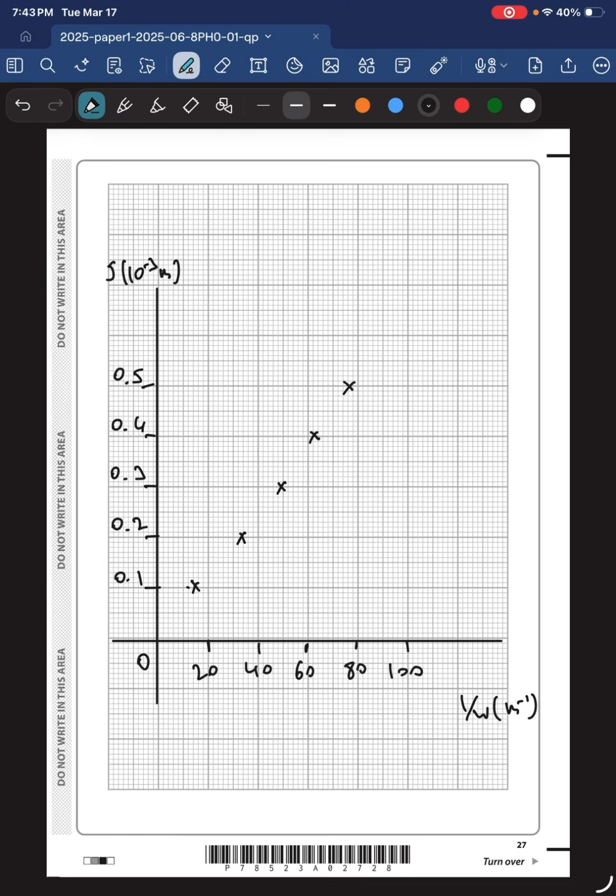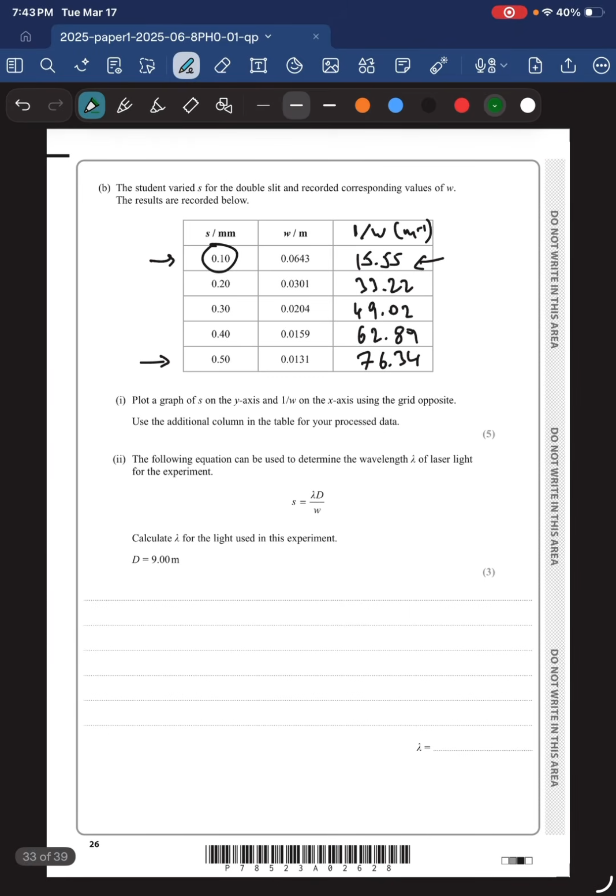Right, the plot is complete. Let's draw a best fit line. It doesn't have to pass through 0, by the way. So something like this. Yeah, that looks good. So we have a line of best fit. Okay, we're done. Let's move on to part 2.